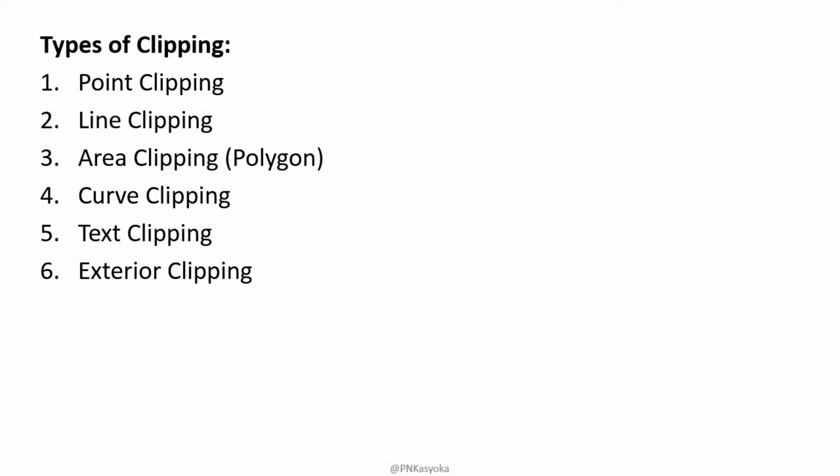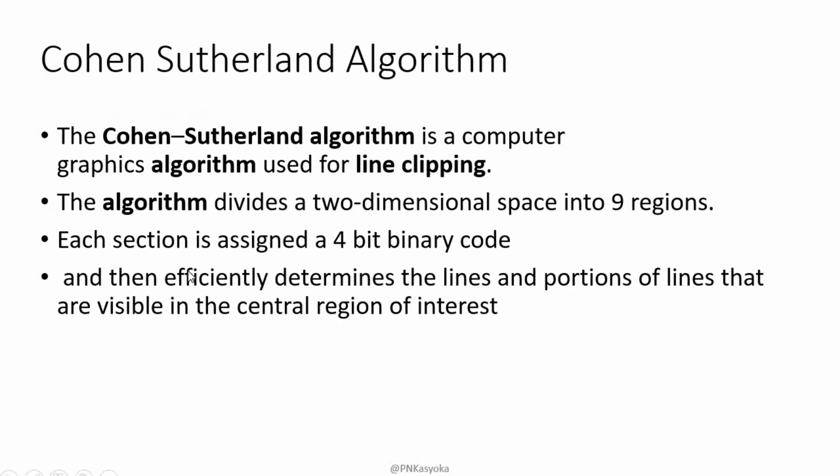Like I've said, we are concerned with line clipping. However, we do have other types of clipping, such as point clipping, area clipping, curve clipping, text clipping, and exterior clipping. We are going to use the Cohen-Sutherland algorithm in computer graphics, which is used for line clipping. The algorithm is an old algorithm that speeds up the process of line segment clipping by performing initial tests that reduce the number of instructions.